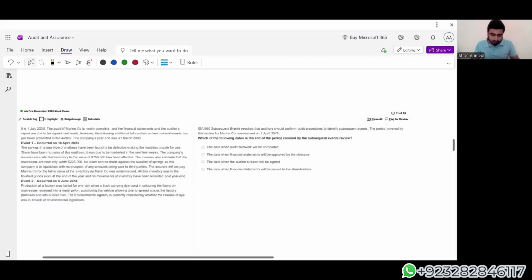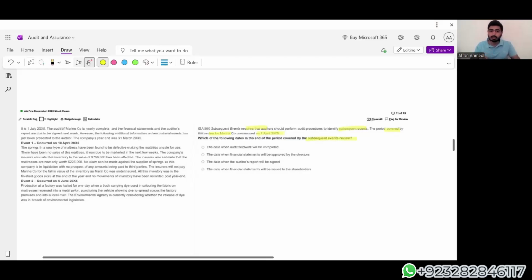Okay, let's go for the last case that we have. Okay, what does it say? ISA 560 subsequent events requires auditors to perform audit procedures to identify subsequent events. The period covered by this review for Marine company commenced on 1st April 2005. Which of the following dates is the end of the period covered by the subsequent events review?